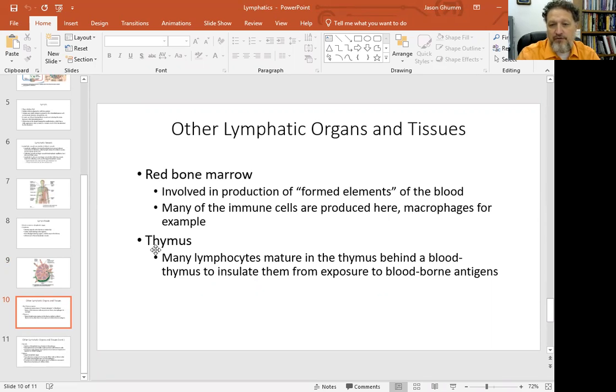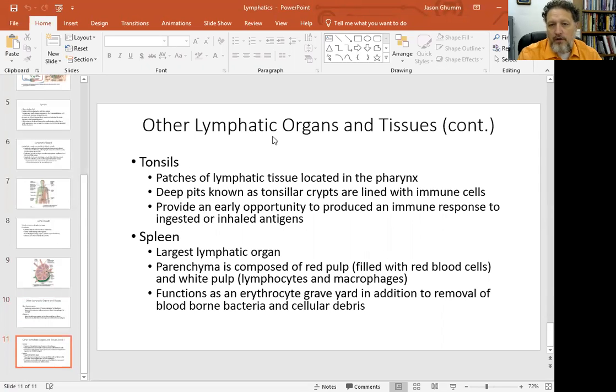The thymus, which is very small in adults, is where our T cells mature. Since they mature in the thymus, we call them T cells, for thymus. And there is a little barrier at the thymus that separates the blood from it, so that as they're maturing at this point, they're not exposed to any bloodborne antigens, but they do later on in the lymph nodes and other places.